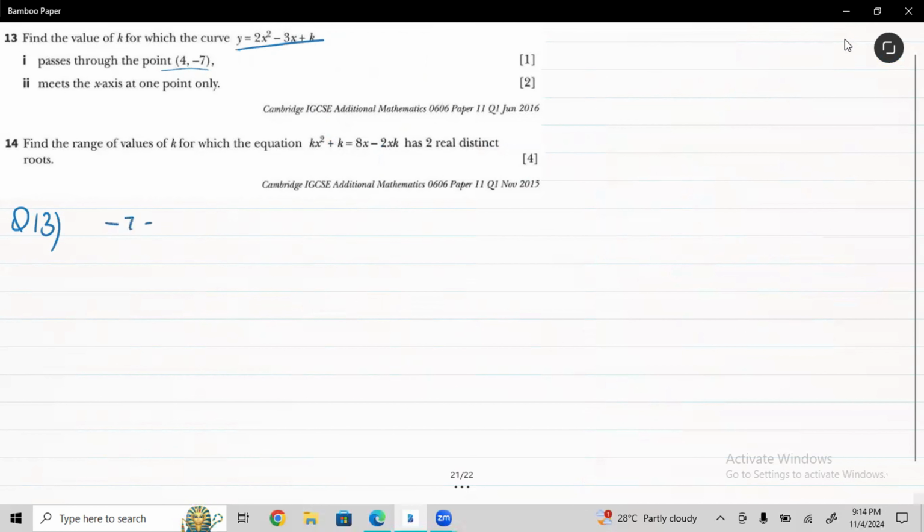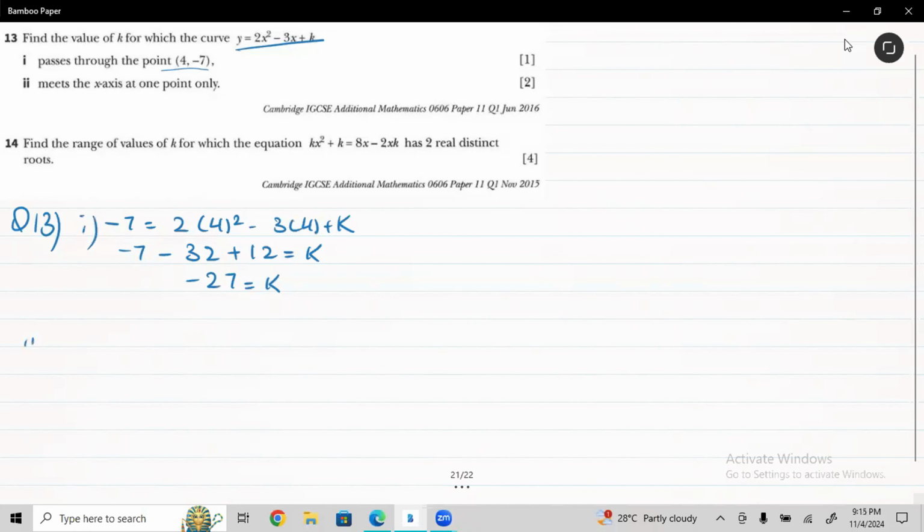So negative 7 is equal to 2 multiplied by 4 squared minus 3 multiplied by 4 plus k. 4 squared is 16. 16 multiplied by 2 is equal to 32. So negative 7 minus 32 plus 12 is equal to k. To solve this: negative 32 minus 7 plus 12. Negative 27 is equal to k. And that's the value for the first part.